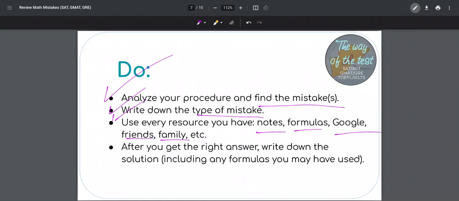And this is very important. Don't just hope that you actually have the information in your brain. If you don't have the information in your brain, just look for it. Okay, just use whatever it is so you understand the mistake and you can correct the mistake.